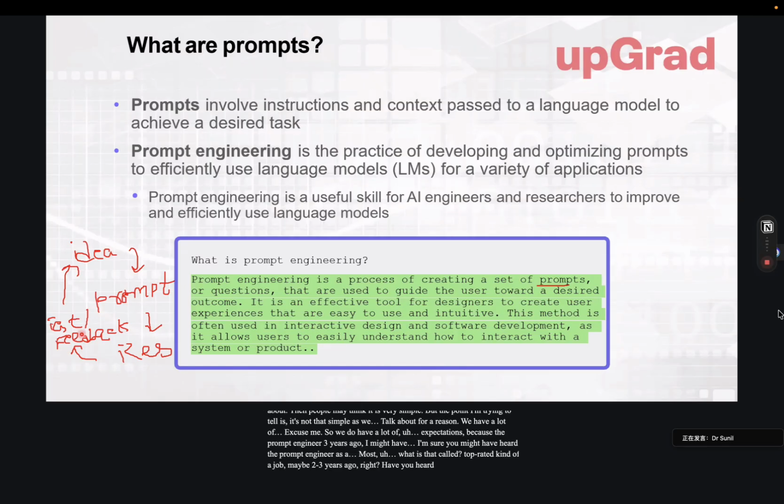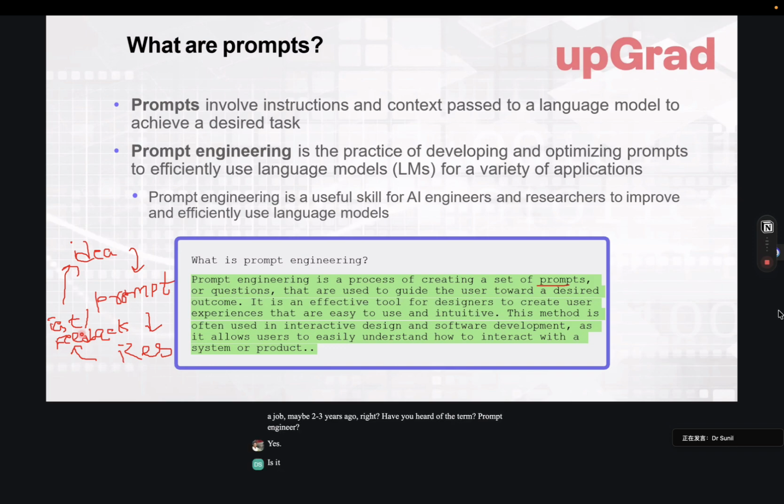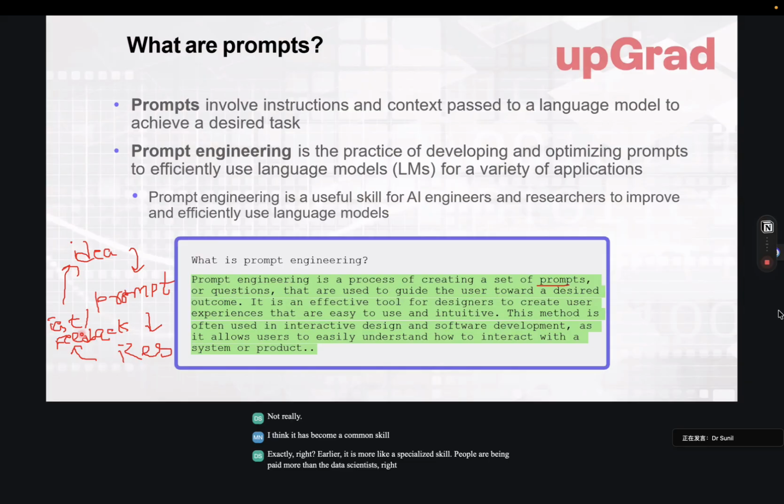Have you heard the term prompt engineer? Is it the same level of value there as we speak now in 2026? No, not really. It has become a common skill. Exactly, right? Earlier, it was more like a specialized skill. People were being paid more than the data scientists, right? Or any of the jobs in your own regular industry terms, whatever you call it, right?